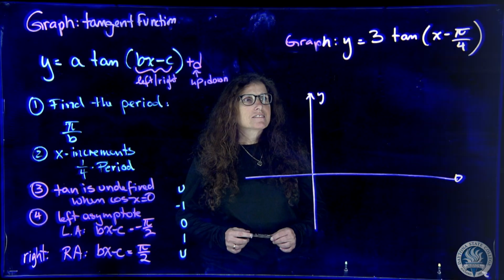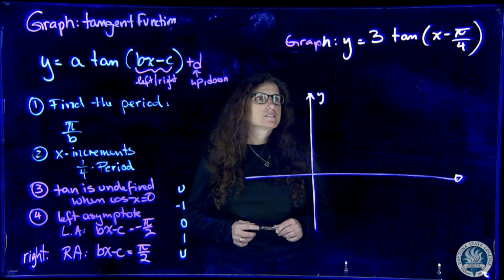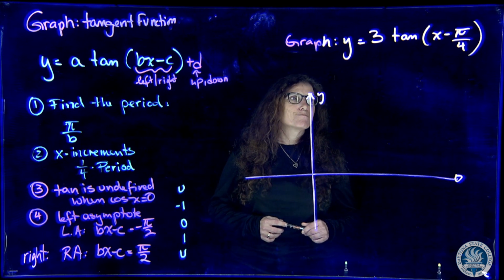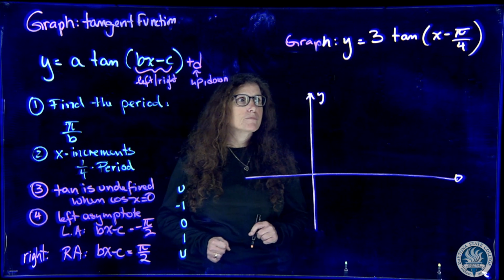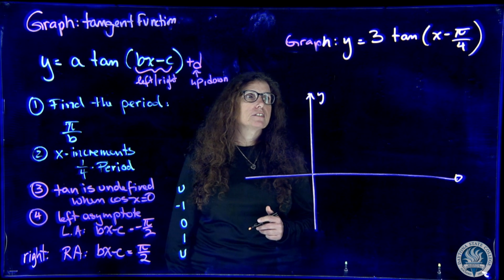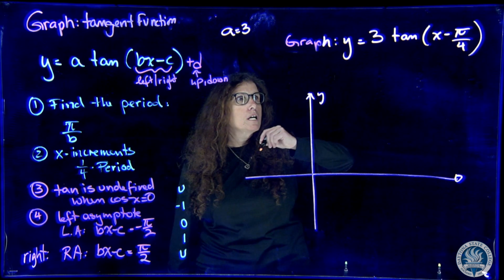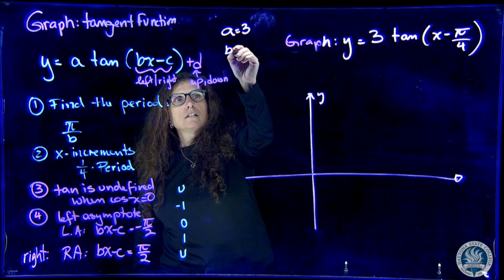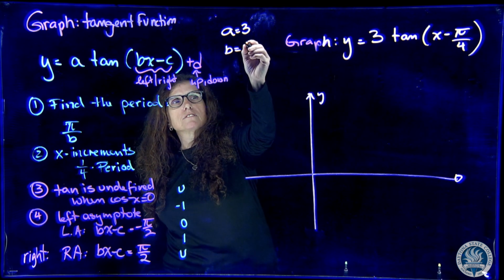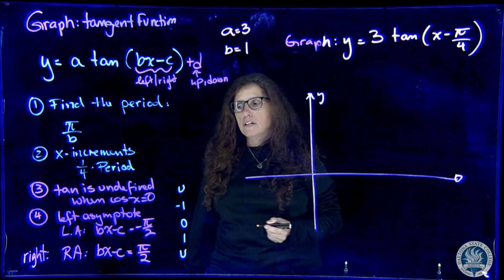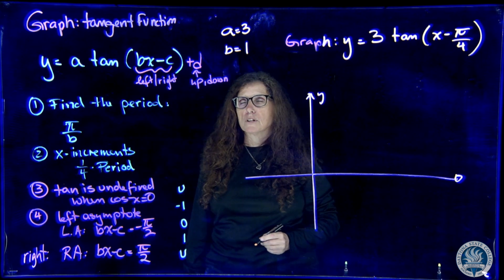Now let's kick it up a notch and let's graph y equals 3 tan of x minus pi over 4. We have all kinds of transformations going on here, so let's identify a first. A in this case is 3. B is the coefficient in front of the x, and since you don't see a number, it's understood to be 1. And yes, we have some shifting to the left and right going on. We're going to talk about this in a second.